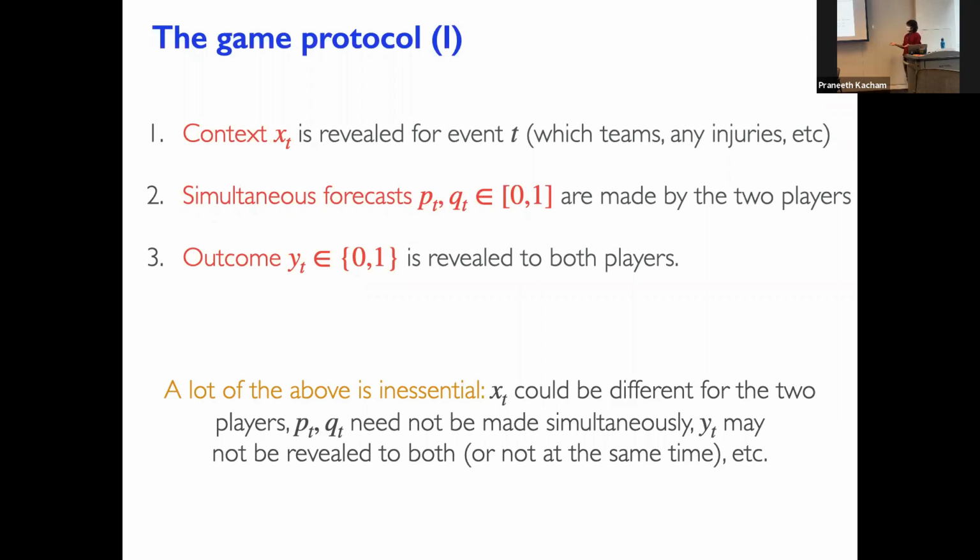The forecasts need not be made simultaneously. Maybe player one goes first, and then player two looks at player one and then makes a forecast. That's also fine. And then Y may not be revealed to both players. Maybe one of the players finds out the answer, but the other finds it out after some time. So you can imagine other settings. All of these things are really not going to matter, but we need to fix things.